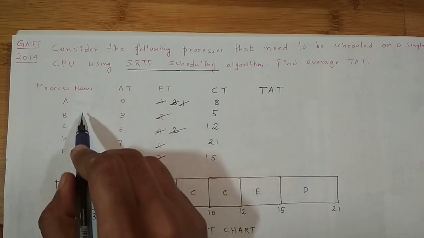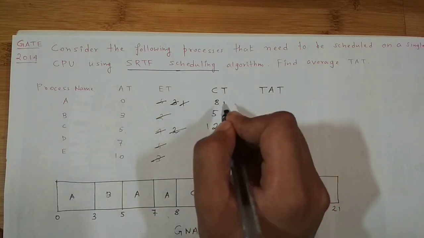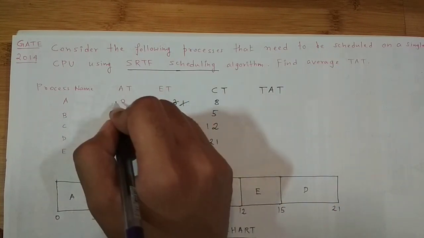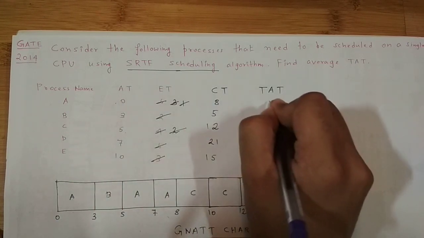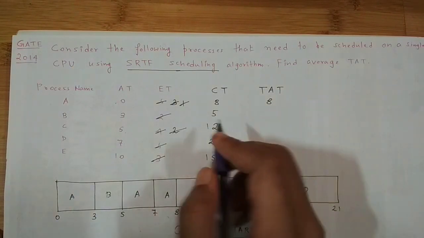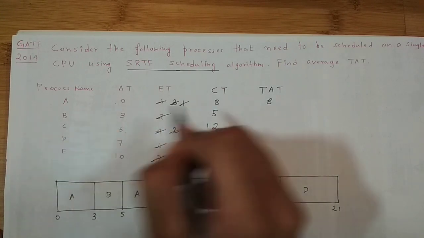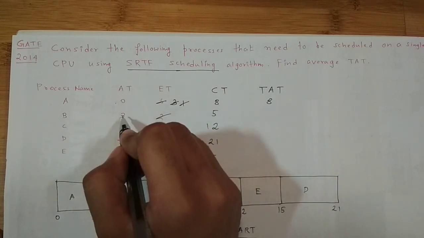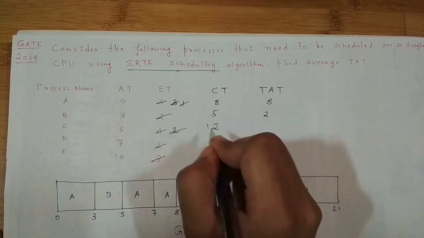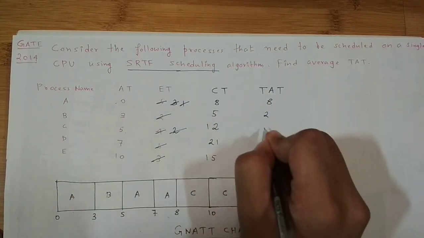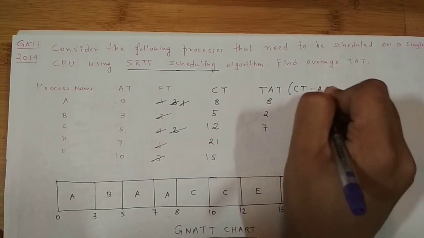So you can probably understand now that the turnaround time for process A will be the completion time minus arrival time. So the completion time for A is 8, arrival time is 0, giving us a turnaround time of 8. For process B, we have a completion time of 5 units and arrival time of 3 units. So the difference, 5 minus 3, gives us 2. Similarly, 12 minus 5 will give us 7. Remember, turnaround time is completion time minus arrival time.